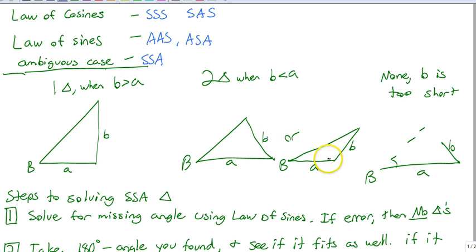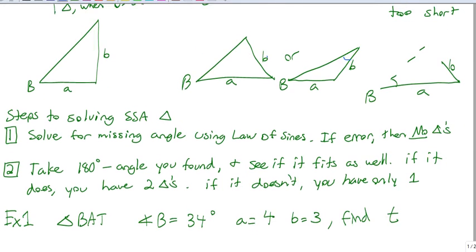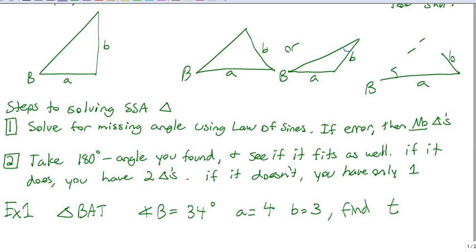Because the problem is that when B is smaller than A, the triangle could be drawn like this or like this, and we can either have an obtuse angle or an acute angle here and here for A, and you don't know which one it is because we don't give you enough information, so you have to work both of them. And there's also a situation where you don't even have a triangle. Okay, so steps to solving these SSA triangles.